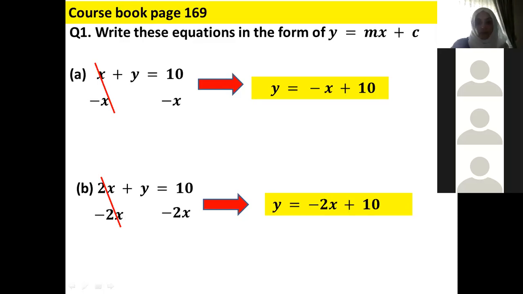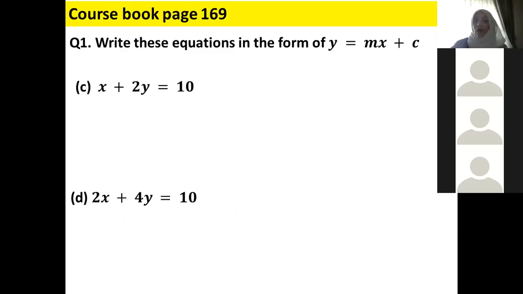Now write these equations in the form y equals mx plus c. Quickly, I want people to help me. Thank you very much Selena. You can mute yourself. Okay. Let's see who wants to participate in these. Jawad. Come on, Jawad.